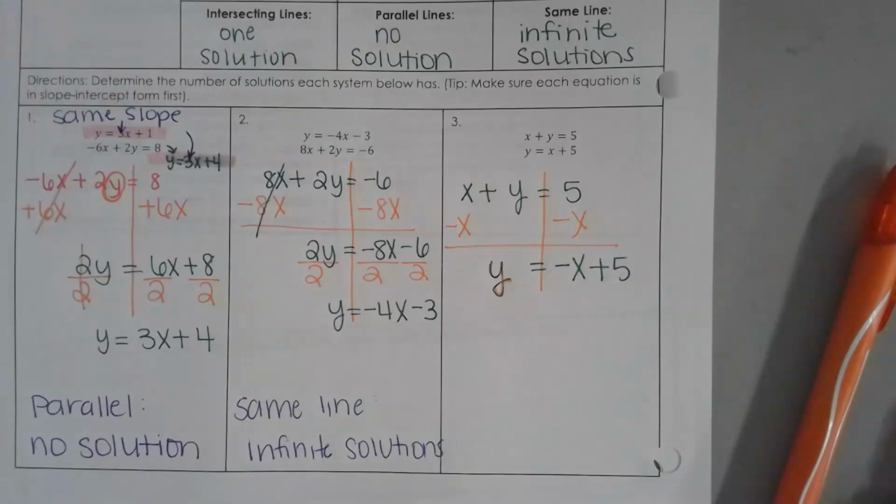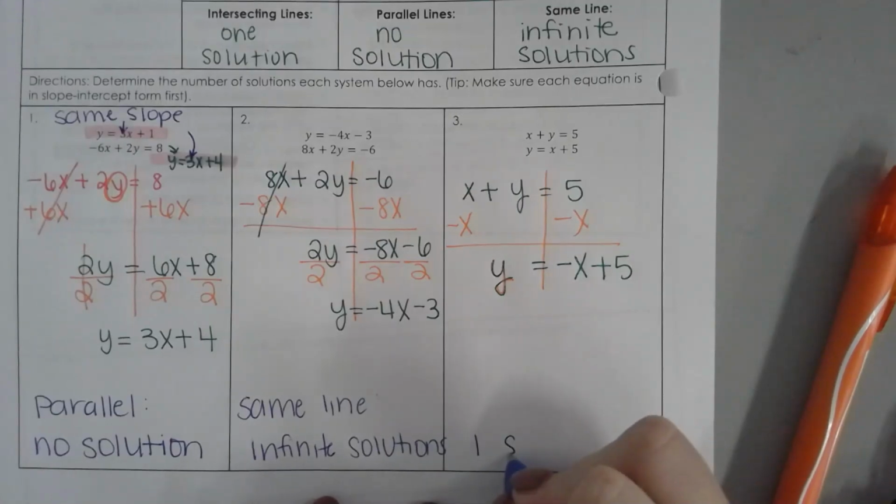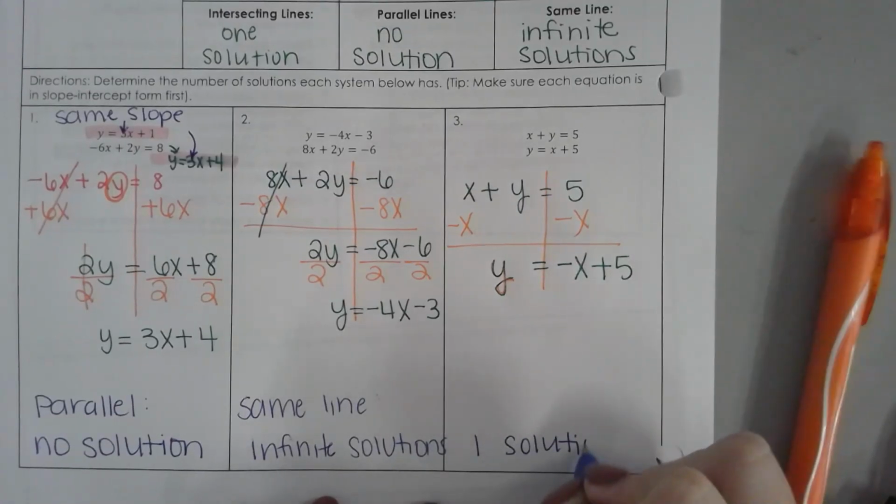So we have y equals x plus 5 and we have y equals negative x plus 5. You first need to look at the slopes. Are the slopes the same? Nope, you got a positive one and a negative one. If the slopes are different, they're just two intersecting lines. So this one is one solution. Yep. There you go, I was right.